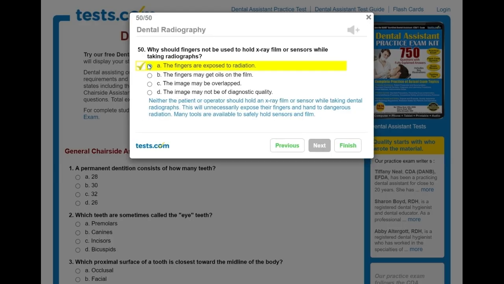A. The fingers are exposed to radiation. Neither the patient or operator should hold an X-ray film or sensor while taking dental radiographs. This will unnecessarily expose their fingers and hand to dangerous radiation. Many tools are available to safely hold sensors and film.